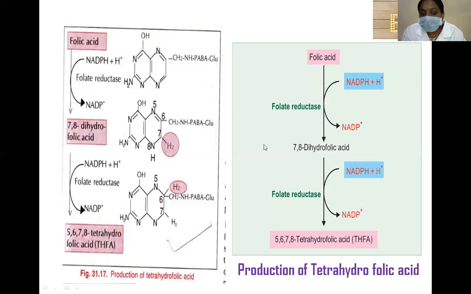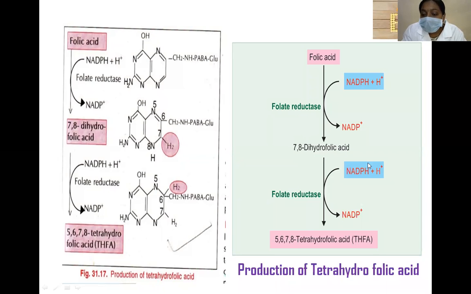The active form of folic acid is tetrahydrofolate. It is synthesized in the presence of the enzyme dihydrofolate reductase. The reducing equivalents are NADPH and 2 moles of hydrogen, which are added at the 5, 6, 7, 8 carbon atoms. Folic acid is first reduced in the presence of folate reductase, forming 7,8 dihydrofolic acid.